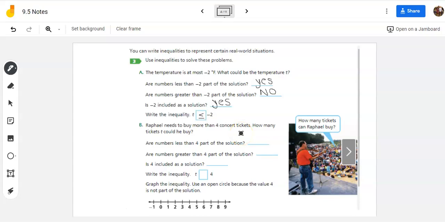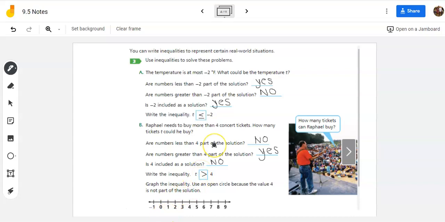B, Raphael needs to buy more than 4 concert tickets. How many T tickets could he buy? Are numbers less than 4 part of the solution? No, because he needs to buy more than that. So are numbers greater than 4 part of the solution? Yes. Is 4 included in the solution? No, because I have to buy more than. That means this is going to be greater than.